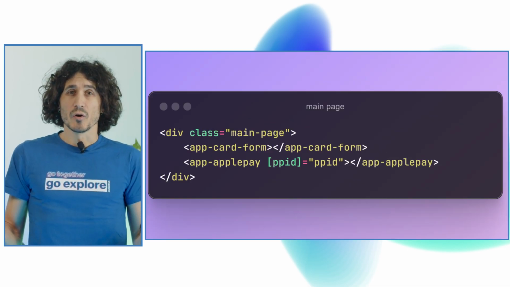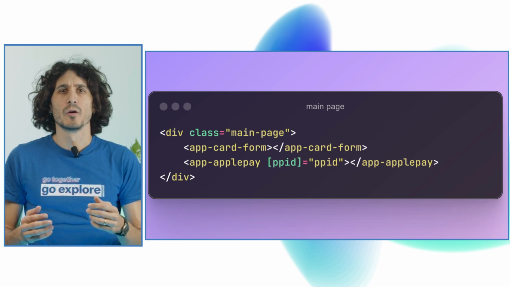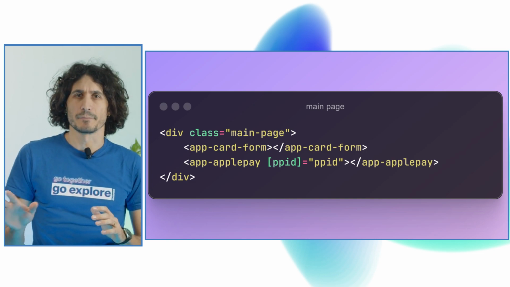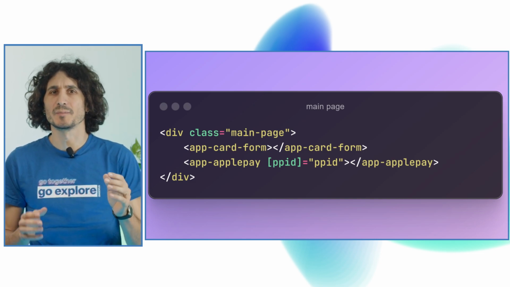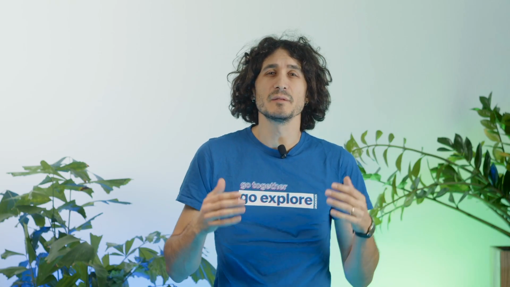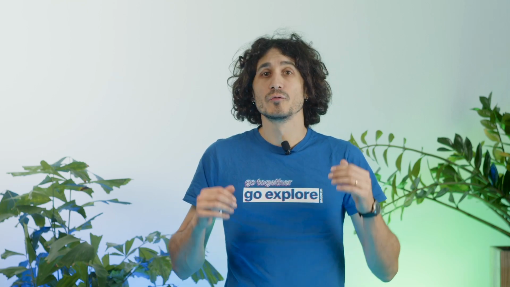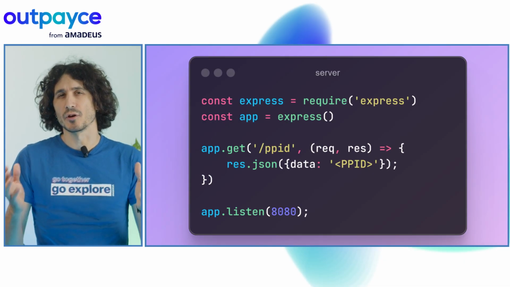In this application, we create a dedicated component for your custom payment form, which is not handled by the SDK. We also set up a component specifically for displaying the Apple Pay payment method. This is where the SDK is implemented, and it's where you should focus your attention. To simulate the server that returns the PPID, we will set up a simple Express server. Here is the code for it.